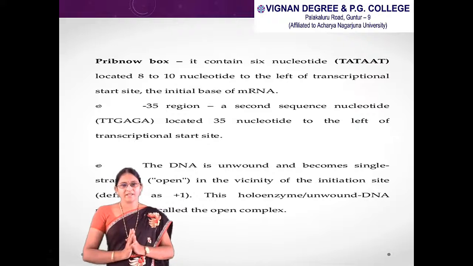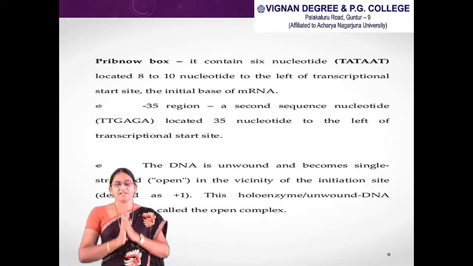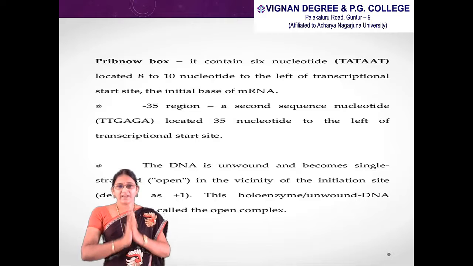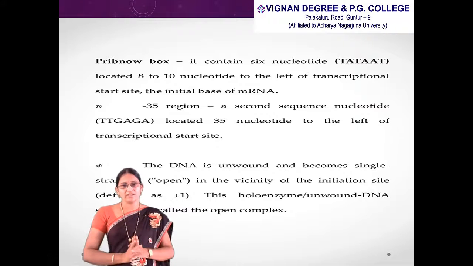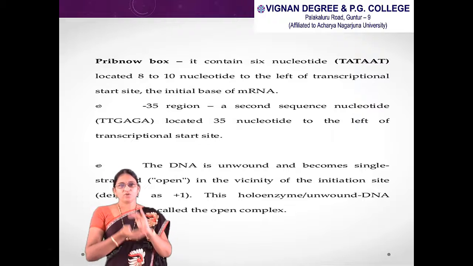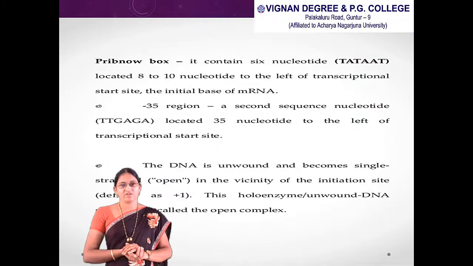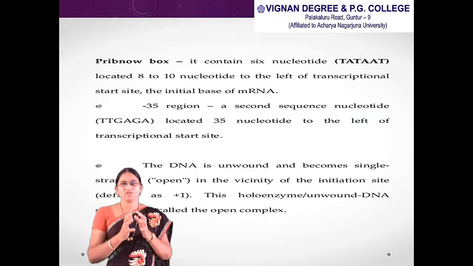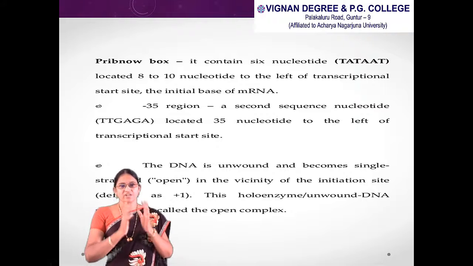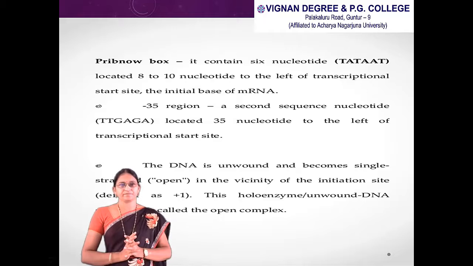And the polymerase can recognize these sequences, especially the sigma factor of the holoenzyme, which recognizes the sequences of -35 and -10 found in the promoter regions. And binding of the enzyme to such sequences of the DNA forms a closed complex structure. This closed enzyme-DNA structure is formed.